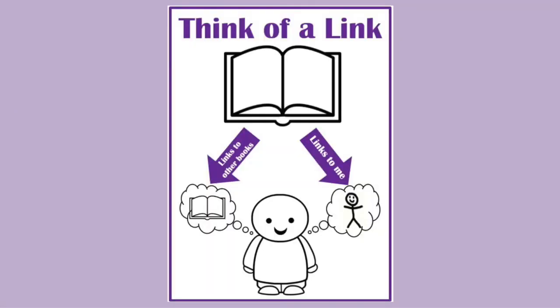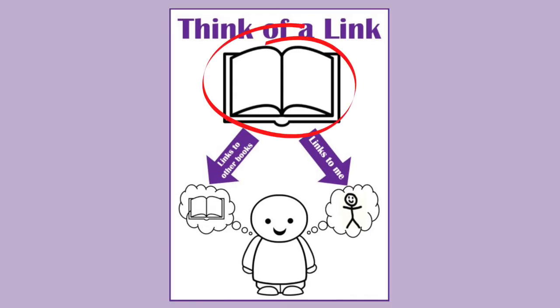When we're doing this activity in school, I use this image to show the children what we're doing. It helps them understand what I'm asking them to do. You can see at the top there's a big book and that represents the text that we're using. In class I would write the title of the book that we're reading. And then underneath you've got a little child thinking of two ways of making links with the book.